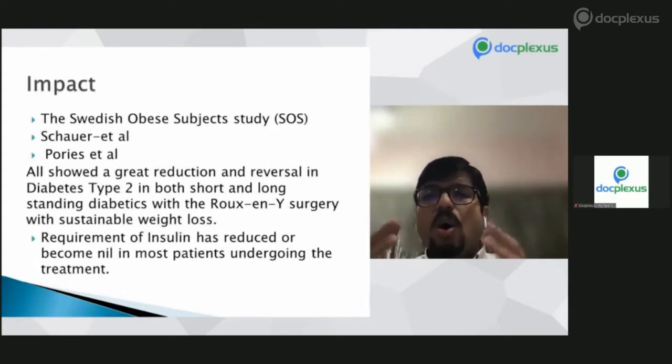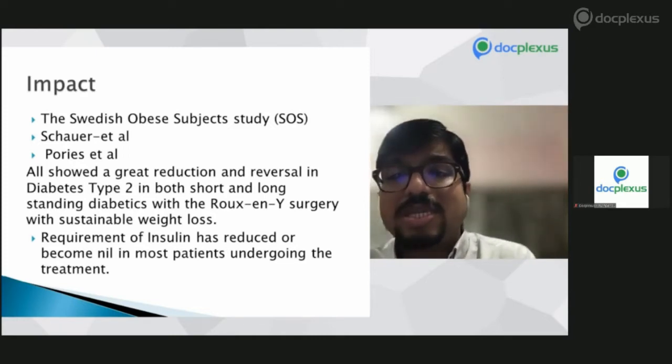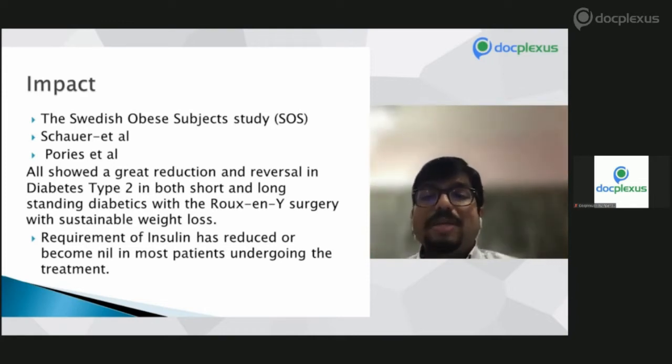Now, the impact on diabetes reversal, diabetes control and reduction after bariatric surgery has been seen in multiple studies, which include the Swedish Obese Subjects study, the SOS study, the Schauer et al. study, and the Torres et al. study. All of them together are landmark trials of more than 3,000 patients each, followed over a period of time with various levels of diabetes, and have shown a great reduction and reversal in type 2 diabetes in both short and long-standing diabetics, specifically with Roux-en-Y surgery with sustainable weight loss. And the requirement of insulin has reduced or almost become nil in most patients who have undergone this treatment.